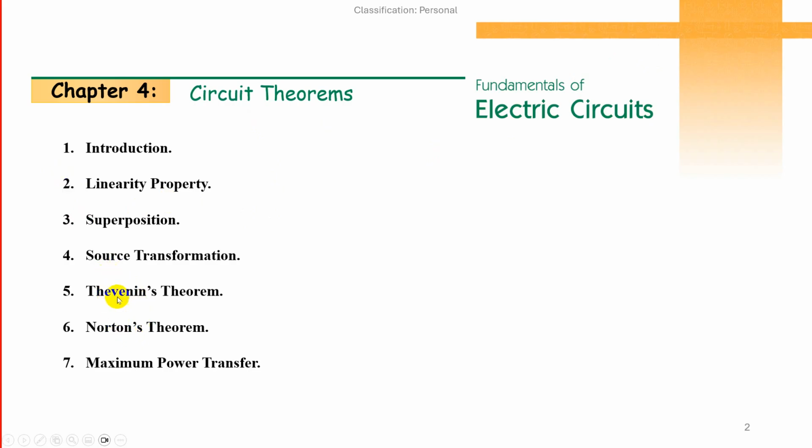How many theorems do we have? One, two, three, four, five major theorems, and the linearity property. These theorems will be very, very important for your future subjects and courses. Today we'll study only the linearity property because we have some other work, so I will take only 20 to 30 minutes, not more. So, let's start.